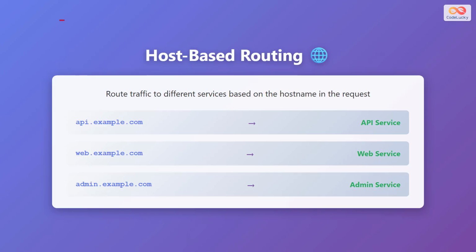Host-based routing directs traffic to different services based on the hostname specified in the HTTP request. This is particularly useful when you want multiple subdomains pointing to the same IP address but serving different applications. For example, requests to api.example.com can be routed to your API service, while requests to web.example.com go to your web service, and admin.example.com reaches your admin service. Each hostname acts as a unique identifier, ensuring that traffic is delivered to the correct backend application. This approach is commonly used in microservices architectures where different services need their own domain names.